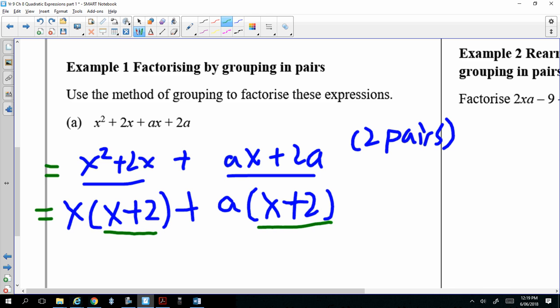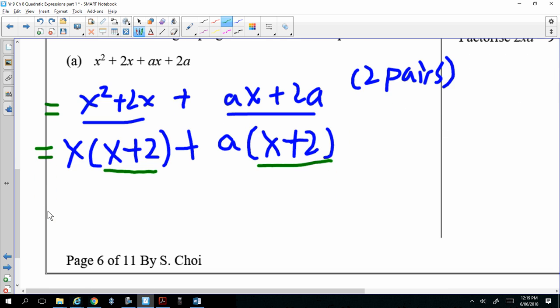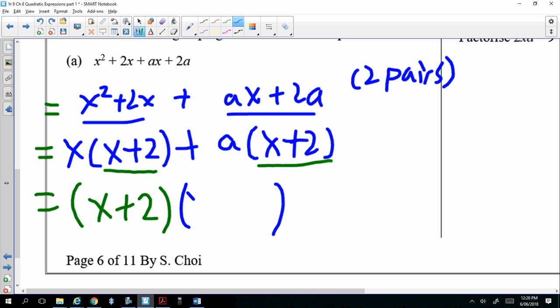So what are we going to do with the x plus 2? We take the x plus 2 out. That is the A. Yes, that's the capital A. And what do I put inside the second bracket? X plus a. No, it's a plus c. No, that's a times. That's a times. Yeah. This bracket times the second bracket. Okay? All right.